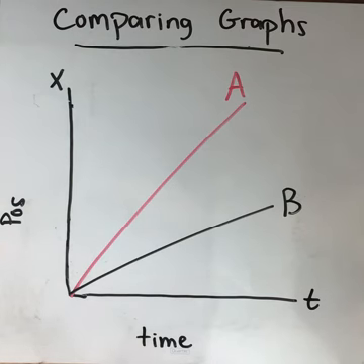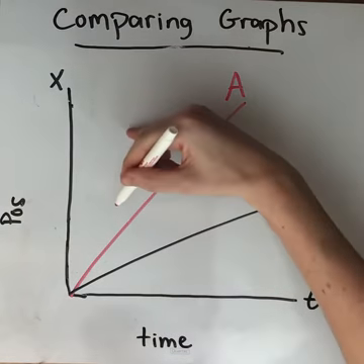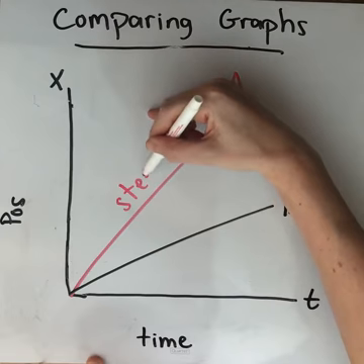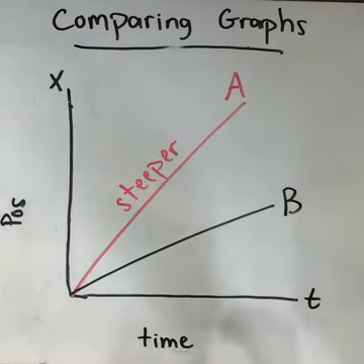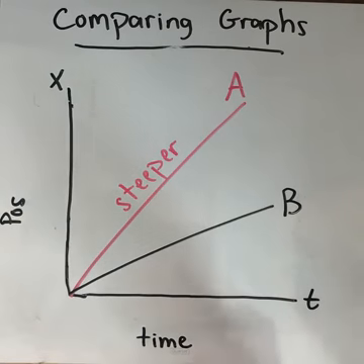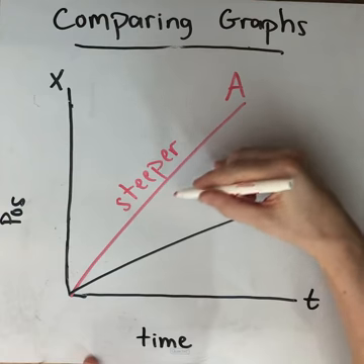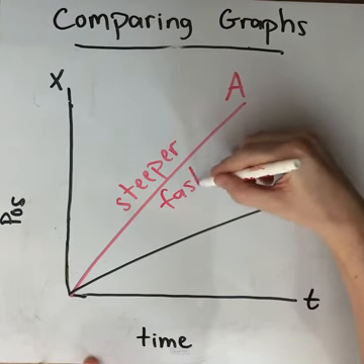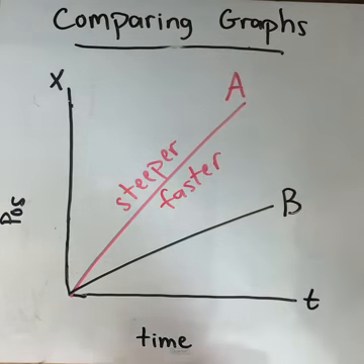Well, in this case, notice the big difference is that A is steeper, but the test is probably not going to give that as an option. So you need to remember that what steeper really means is that the object is going faster. So the correct answer would be that object A is moving faster than object B.